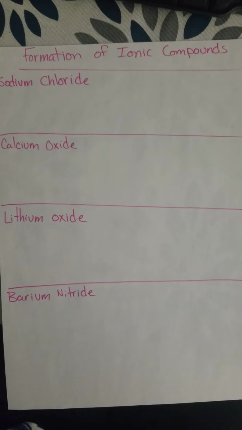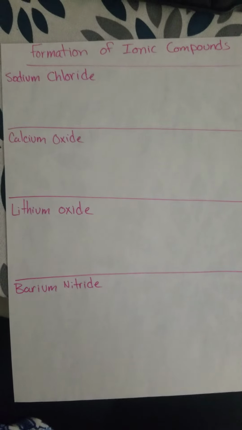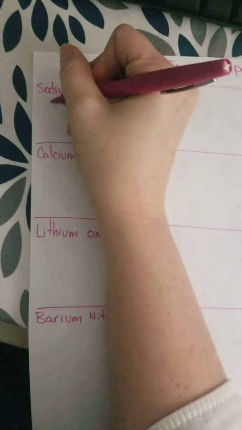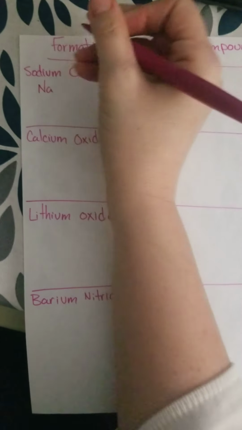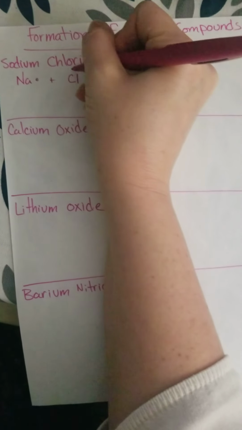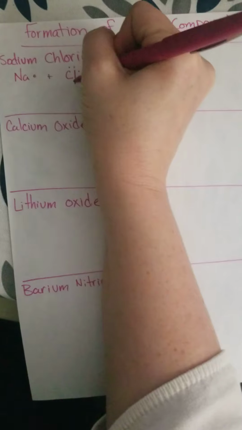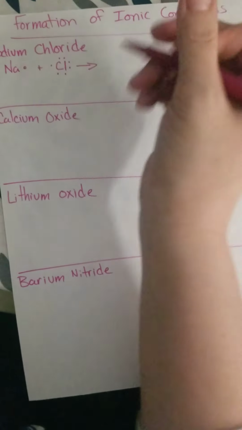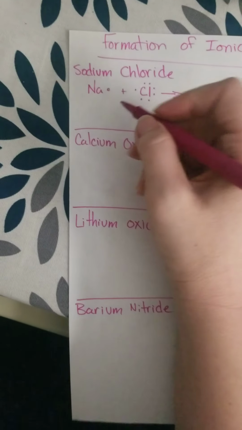Okay, for formation of ionic compounds, the first thing we need to do is turn the words into the symbols. Sodium is Na. It has 1 valence electron. Plus chlorine, which is Cl, it has 7 valence electrons. We're going to draw the arrow to represent an equation.